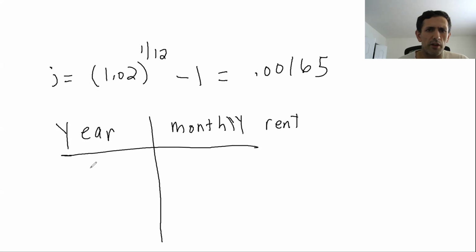Let's make a little table of year and monthly rent. The first year monthly rent is 1,000. So year 1, 1,000. Then year 2, well, it's 1,030, of course: 1,000 times 1.03. It increases by 3%, so it's 1,030.